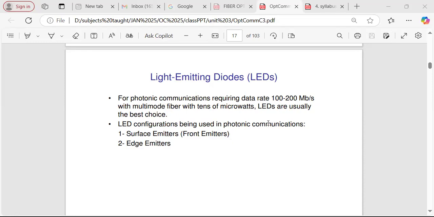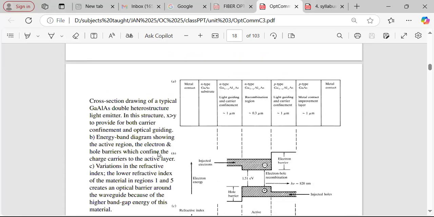Hello everyone, in this video we will discuss light emitting diodes used as an optical source. For photonic communication in which we require a data rate of 100 to 200 MB per second, we prefer the LED as an optical source. There are two types of LEDs used in optical fiber communication: one is the surface emitter and the other is the edge emitter.